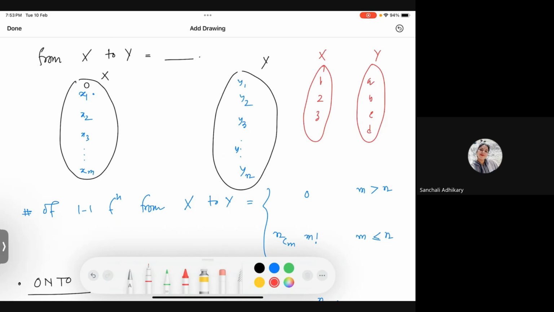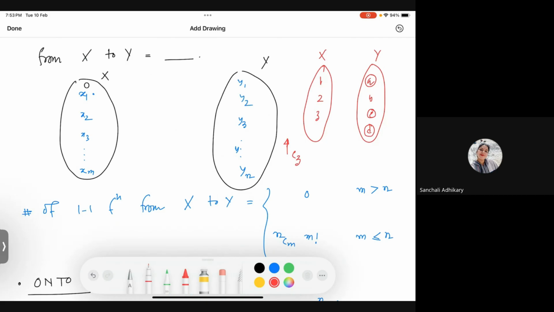So just choose three distinct elements from this set. So choose A, B, C. How many choices are there? 4C3. I need three elements, right? Why do I need three elements? Because in the domain I have three elements. So, case one, choose A, C, and D.